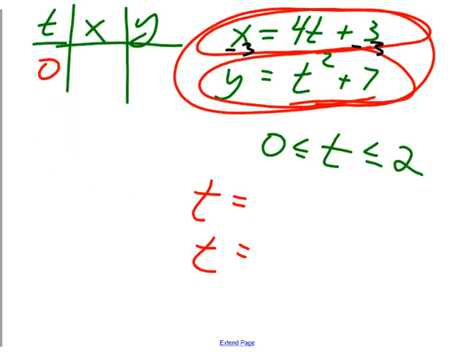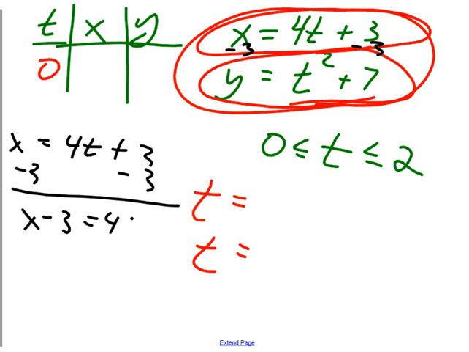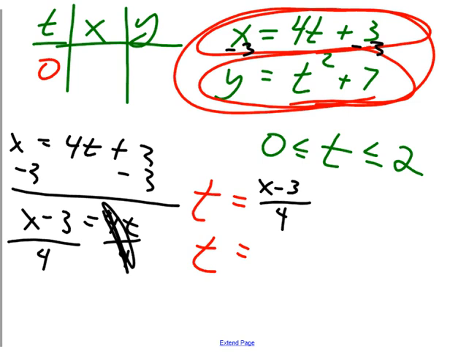So x equals 4t plus 3. Subtracting 3 from both sides, x minus 3 equals 4t, and then dividing by 4. You can either do that with a big divide by 4, or you could divide each little part by 4, x divided by 4, and then 3 divided by 4. Either way is okay. There, t is equal to x minus 3 over 4. Notice no t's anymore on the right side. Then, the other one.